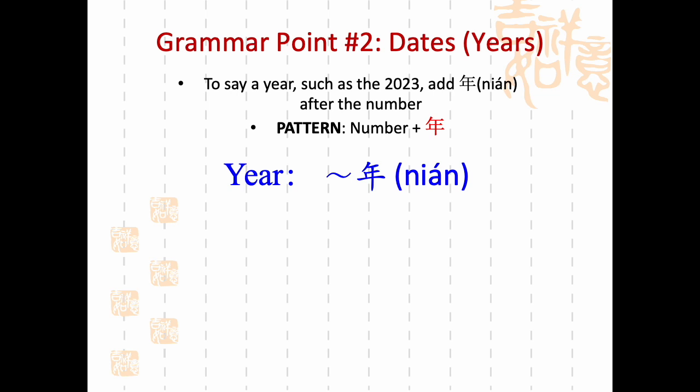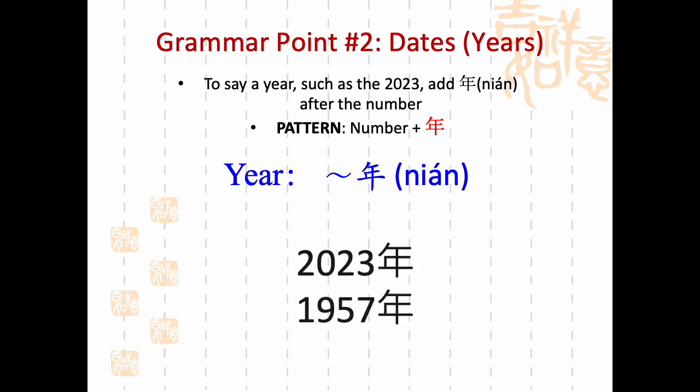Let's look at years. So to say a year, you simply put the number in front of the character 年, which means year. For example, we would say, for the first one, we could say 2023年, which would mean 2023. 1957, 中文怎么说? Here we would say 1957年. So for the years, don't forget that each digit is expressed individually.